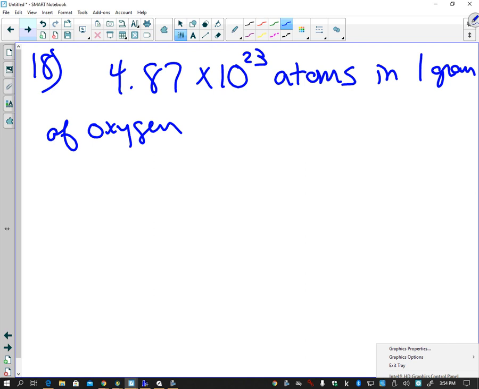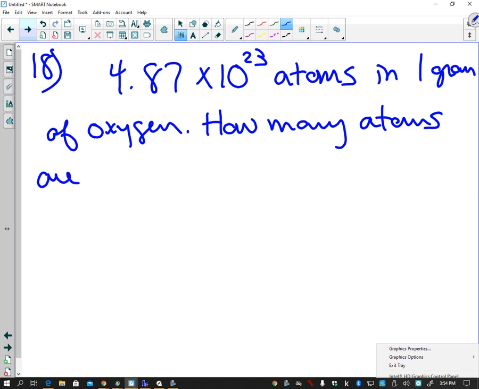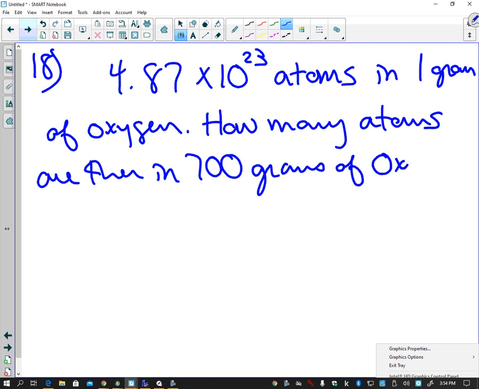Again, my numbers have changed here a little bit. We want to know how many atoms are there in 700 grams of oxygen. We want our answer in scientific notation, and we want to round our answer to 2 decimal places.